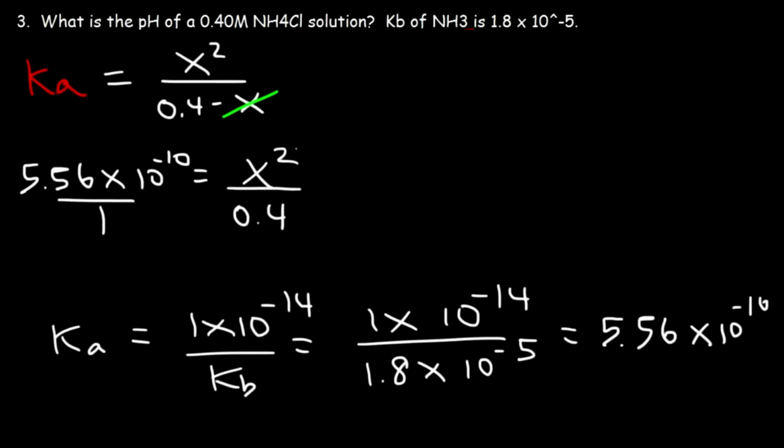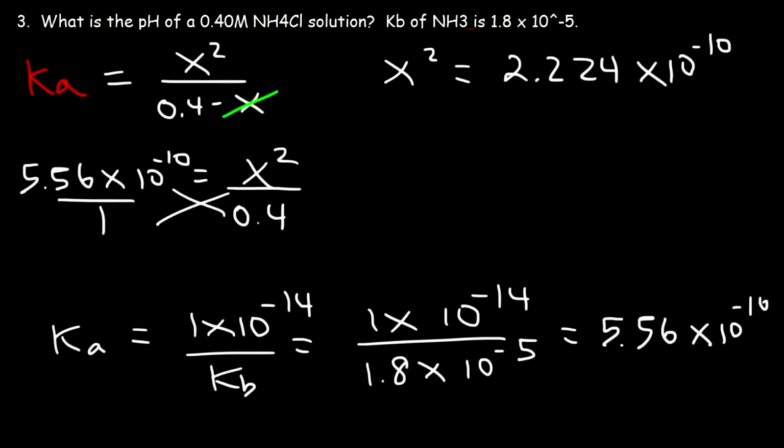Now let's cross multiply. So we're going to have x squared, which is equal to 0.4 times 5.56 times 10 to the minus 10. As usual, we're going to take the square root of both sides and calculate the value of x. So x is 1.49 times 10 to the minus 5.